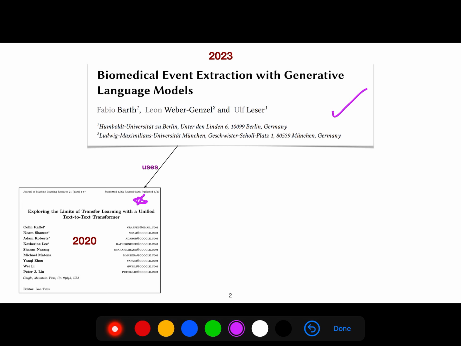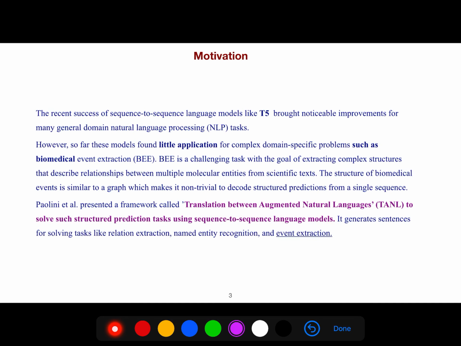text-to-text transformer. So the recent success of sequence-to-sequence language models like T5 brought noticeable improvements for many general domain natural language processing tasks. However, so far these models found little application for complex domain-specific problems such as biomedical event extraction.